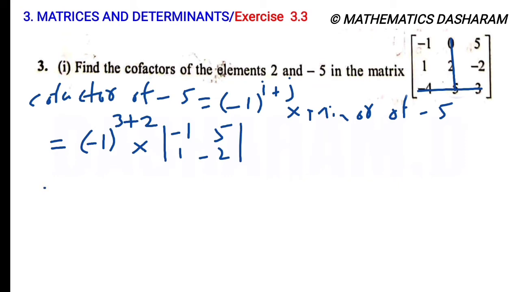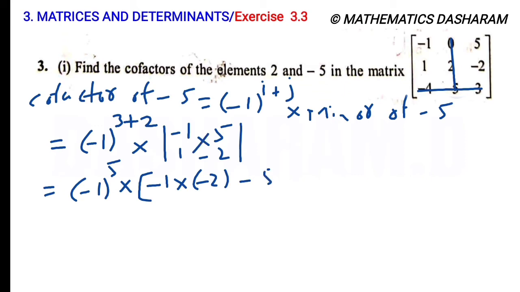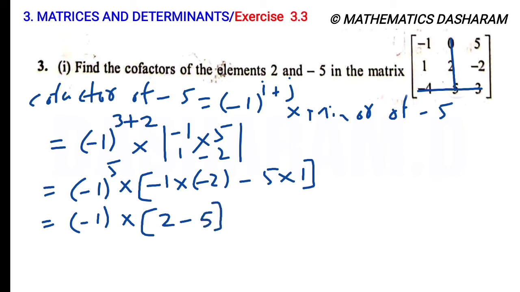So it is equal to minus 1 whole to the power of 3 plus 2, that is 5, into the bracket minus 1 into minus 2 minus 5 into 1. Minus 1 to the power of 5 is minus 1. Minus 1 into minus 2 is plus 2, minus 5. So minus 1 into 2 minus 5, which is minus 3, and minus 1 into minus 3 is plus 3.